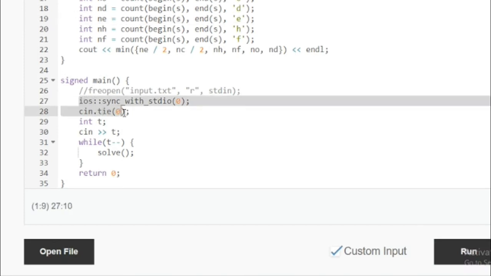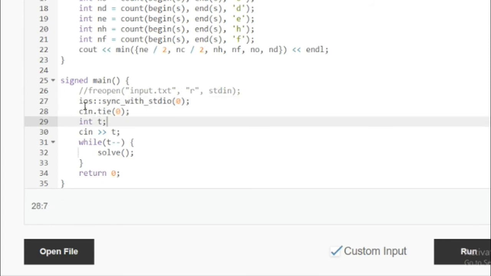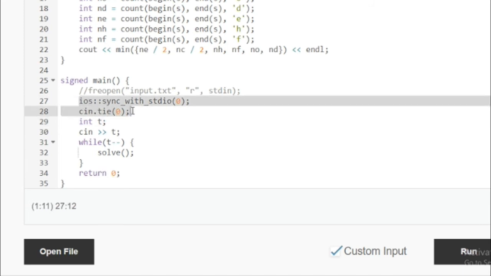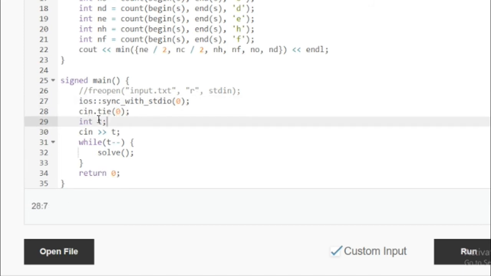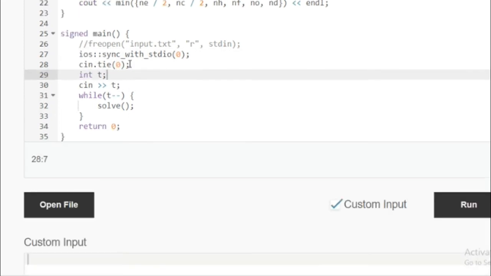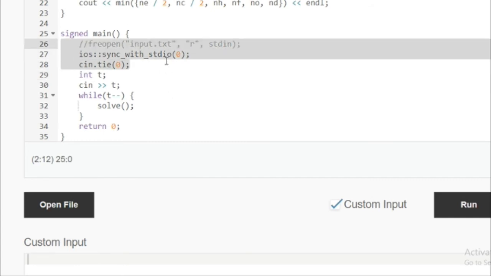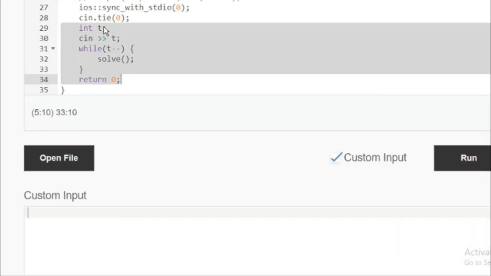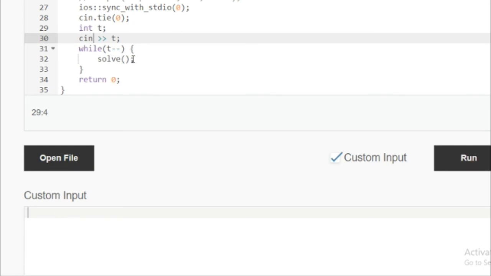Okay, now this is for optimization. If we write this, it would be more in the C++ way, and the solution would be optimized for synchronization like this. I don't know much about this: ios::sync_with_stdio(0), cin.tie(0). Now don't think much about this. Okay, let's start from here. int t; cin >> t; while (t--) solve.